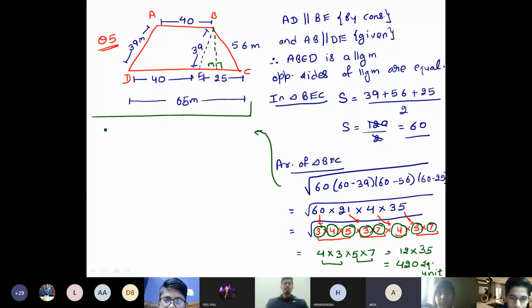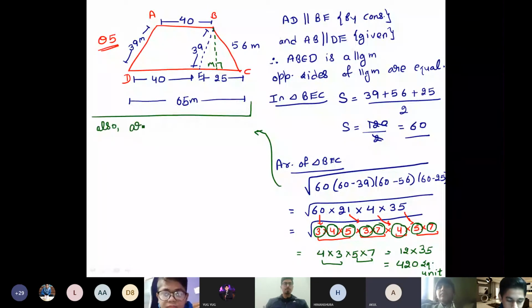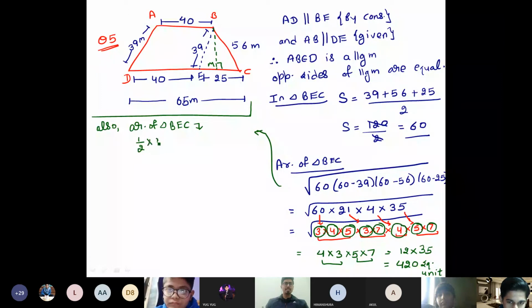Okay, now students, can I find out the area of triangle by half into base into altitude also? Area of triangle BEC is equal to half into base. Base is EC, altitude is BM. Can I find it out like this also? Yes or no? Yes, sir. So students, to find out this, area of BEC, we have already found out, area of BEC is 420.